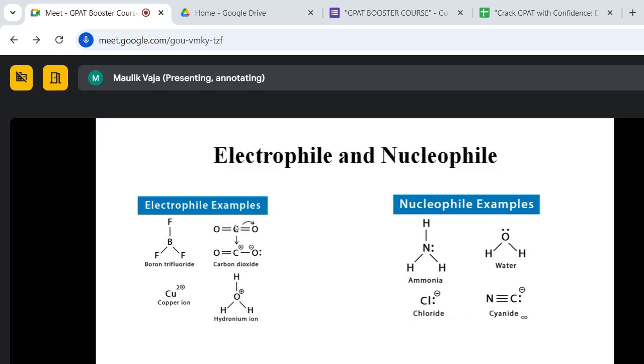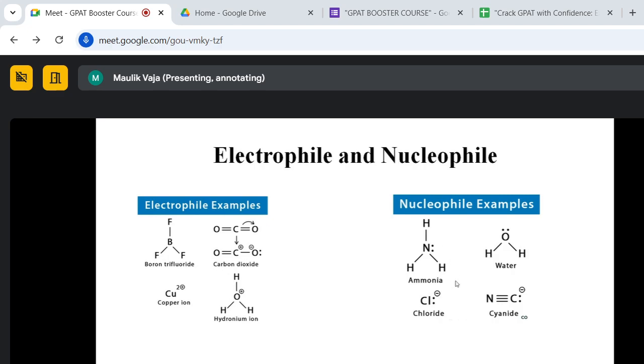So this is the meaning of electrophile in electrophilic aromatic substitution reaction. In electrophilic aromatic substitution reaction, one word is electrophilic, meaning an electrophile will react. An electrophile will be there in our reaction. Meanwhile, we will also understand nucleophile. A nucleophile is a nucleus loving species. In the nucleus there are protons.